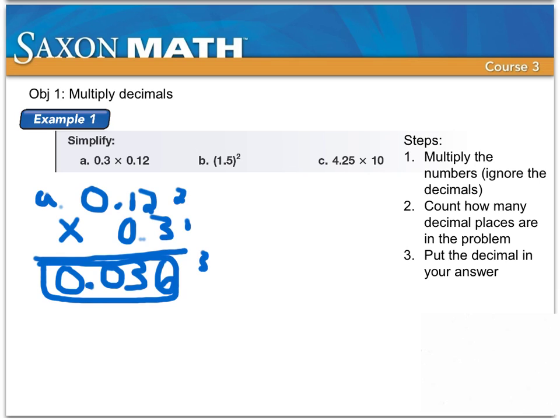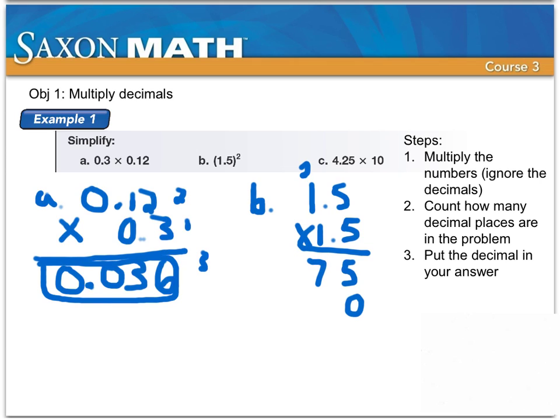Example B. Let's follow the same steps. 1.5 squared means 1.5 times 1.5. So multiply the numbers ignoring the decimals. 5 times 5, 25. Carry the 2. 5 times 1 is 5, plus 2 is 7. Bring my 0. 5 times 1 is 5. 1 times 1 is 1. Now I'm going to add them.